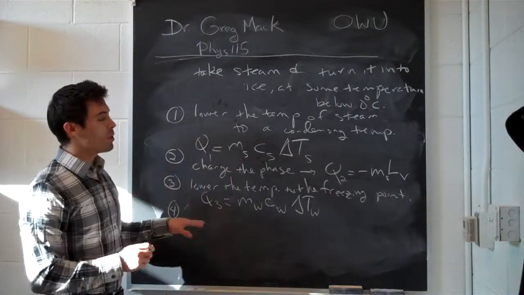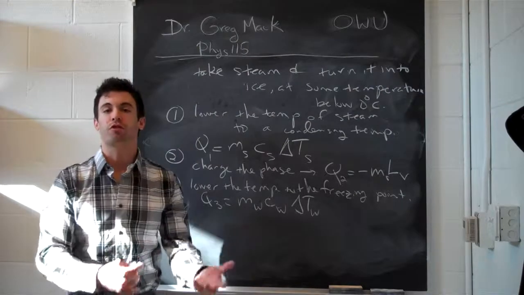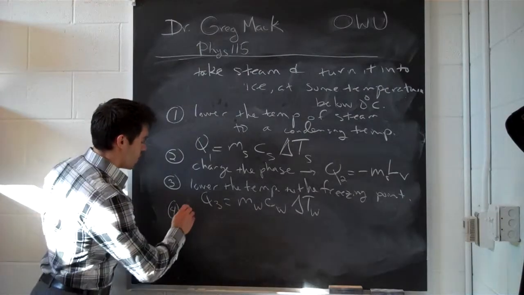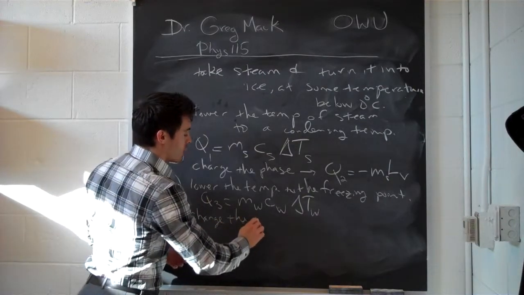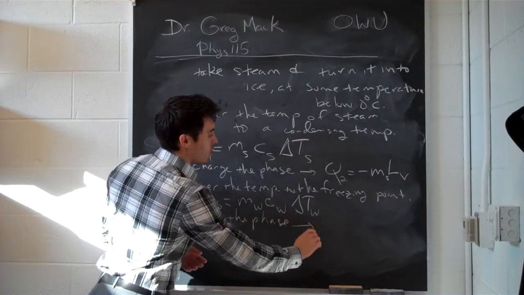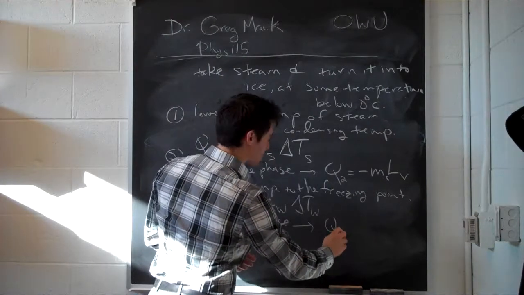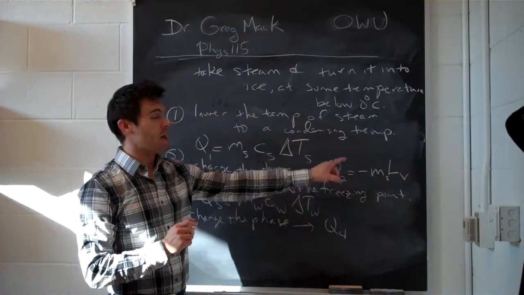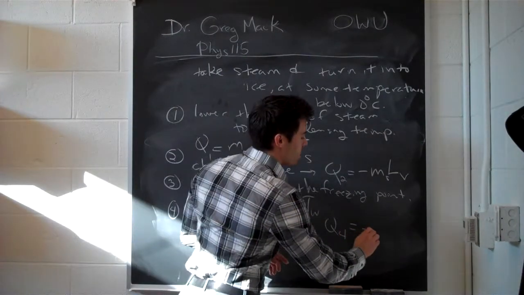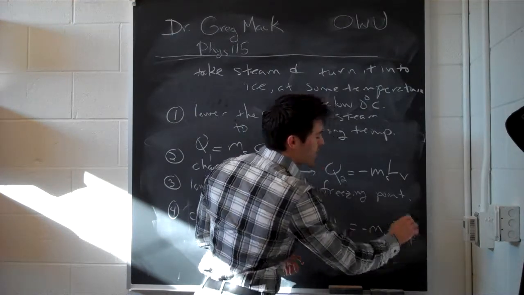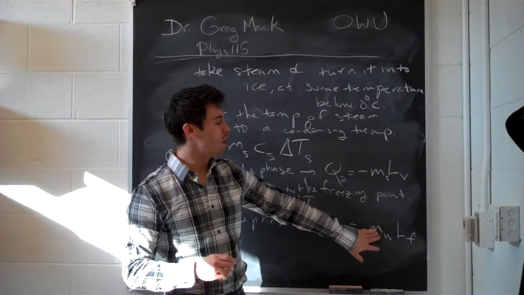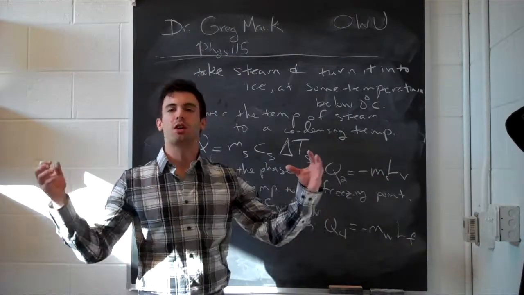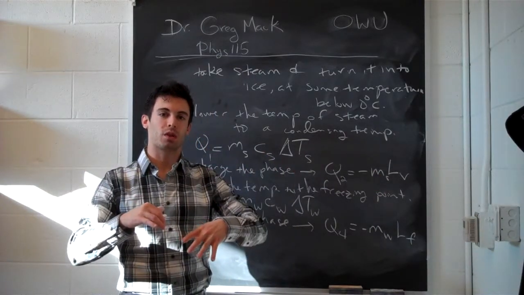So then once we've lowered the temperature to the freezing point, we have to actually freeze it. So then we have to change the phase again. So now we have a new Q that will be a negative mL. So we have minus mass of the water times the latent heat of fusion. And this mass of the water is going to be equal to the mass of the steam because we're taking all of it and we're condensing it down into the water.